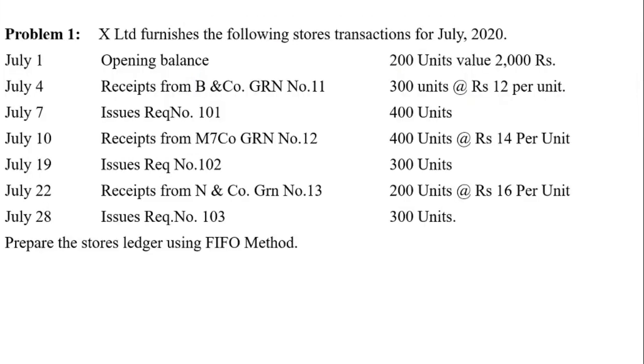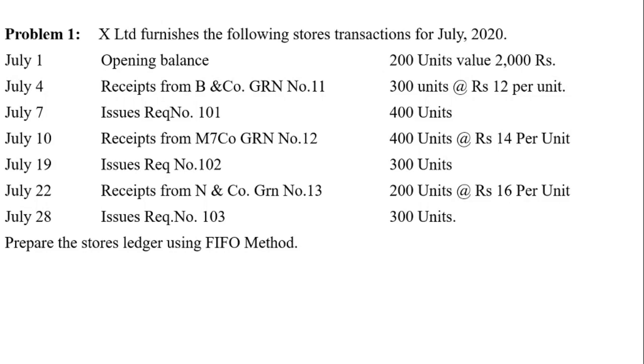Problem. X Limited furnishes the following stores transactions for July 2020. July 1st, opening balance 200 units, value is 2000 rupees. Here the price per unit is not given. We need to find out the price per unit, which is the value 2000 rupees divided by 200 units.